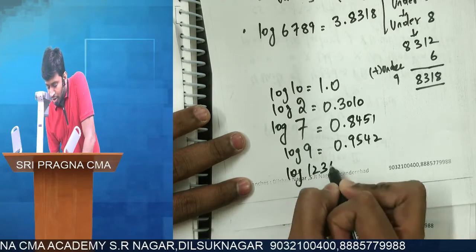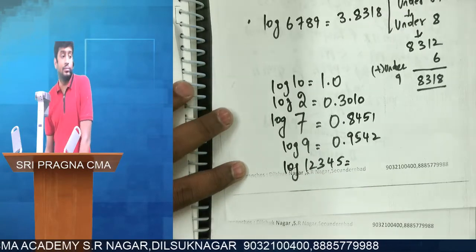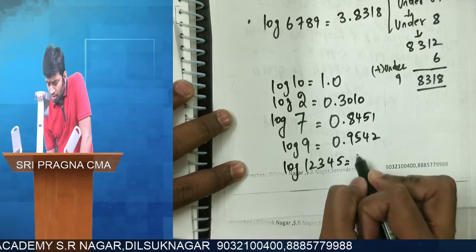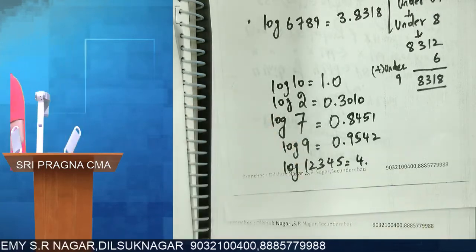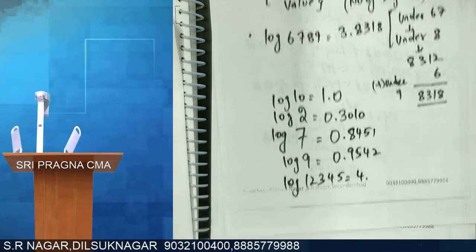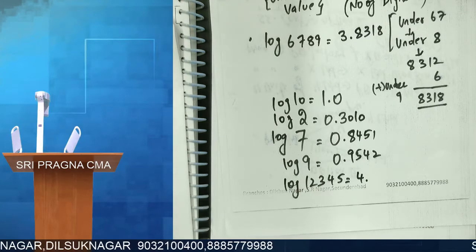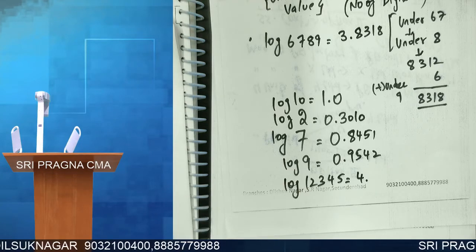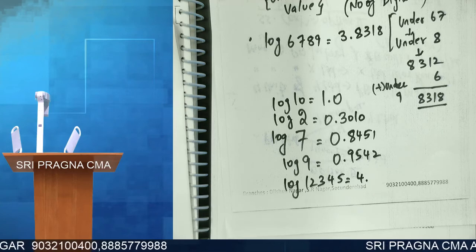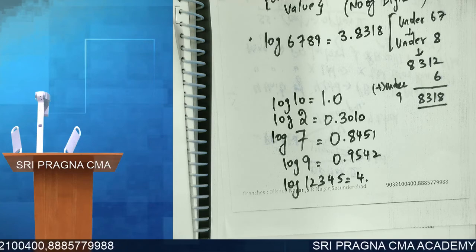log 1 2 3 4 5. Louder. 4 point. Now we have to check which value. Characteristic, mantissa. Louder. We will restrict to 4 values only. We will restrict to under 12, under 3.